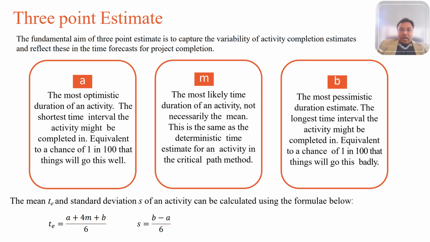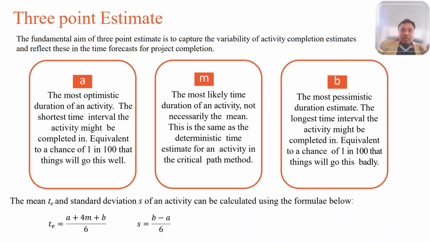So you're taking a weighted average of your optimistic, 4 times your most likely, and your pessimistic, and you calculate the expected value. And how do we calculate the standard deviation? The standard deviation is calculated as your pessimistic value minus your optimistic value, divided by 6. This captures the uncertainty. The bigger the range, the bigger the standard deviation.